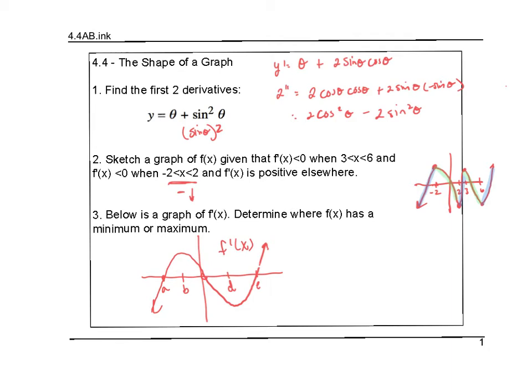So if a derivative graph changes from positive to negative, that meant that the original function changed from increasing to decreasing, and therefore would have a maximum. So we're going to have a maximum at C. And if a graph changes from decreasing to increasing, then we're going to have a minimum. So, or a negative to a positive. So we're going to have a minimum at A and E.